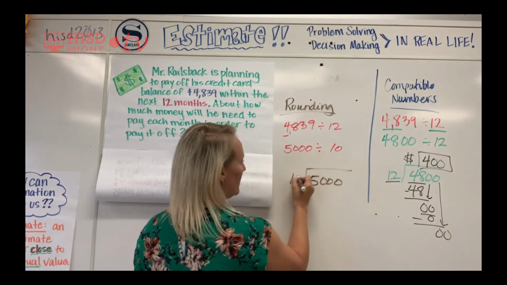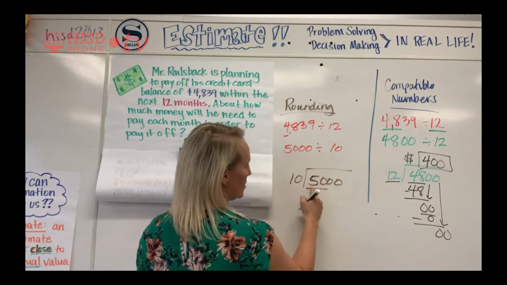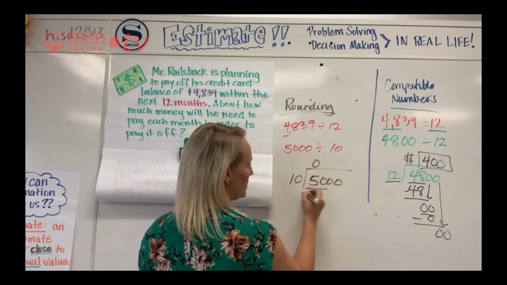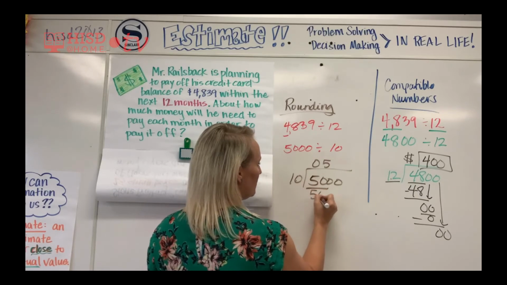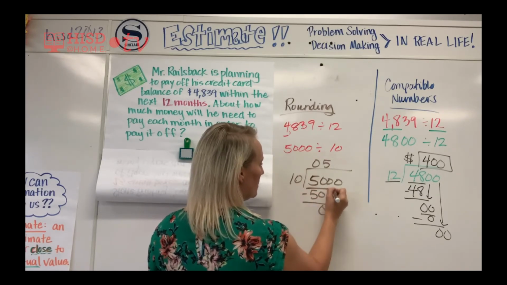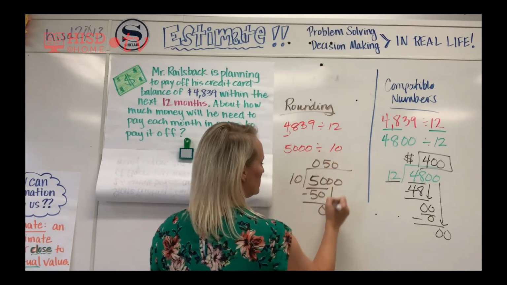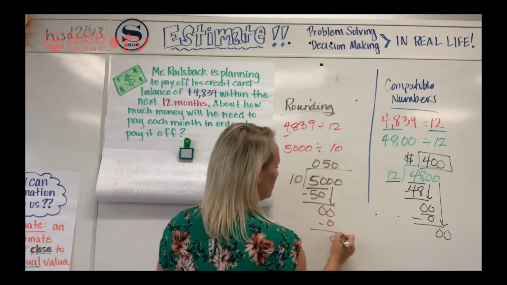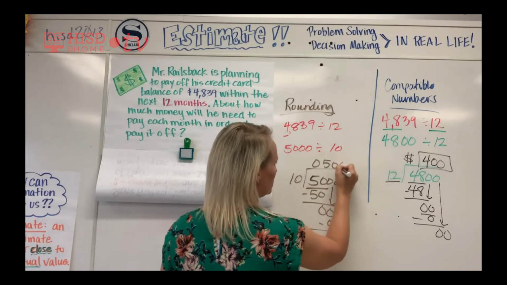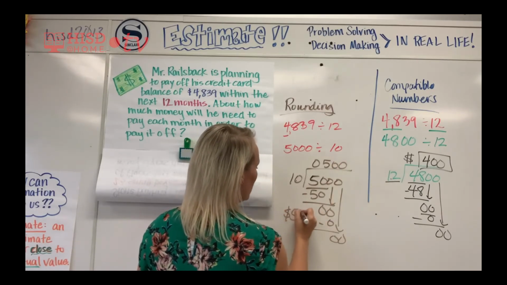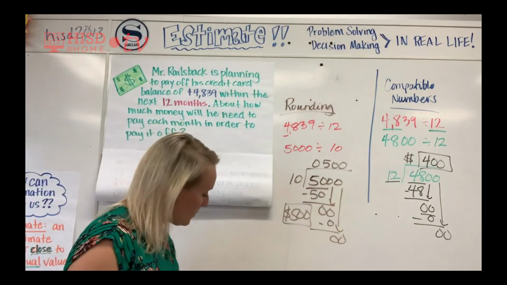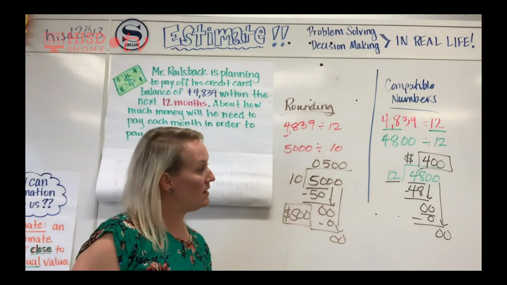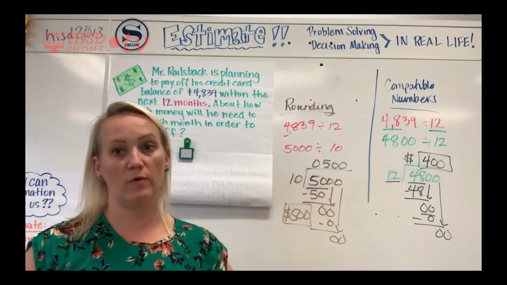And then you would have done 5,000 divided by 10. Does 10 go into 5? No. Does 10 go into 50? 5 times 10 is 50. And when you continue dropping those zeros, you're simply just adding on place values, and your answer would have been 500. And in this case, using rounding, he would have paid $500 a month instead of the $400 a month that we got in the other two.